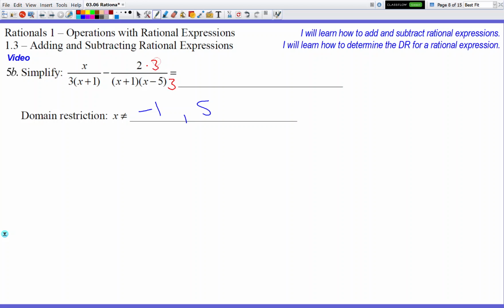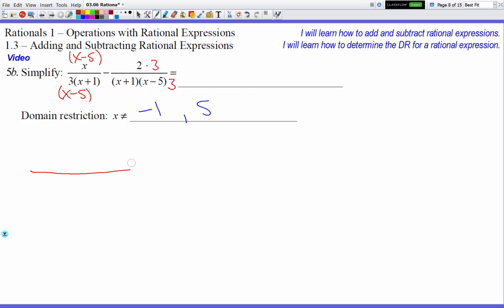Do both sides have x plus 1? Yep, both sides have x plus 1. And do both sides have x minus 5? No, the left side does not have x minus 5, so we better give that left side x minus 5 also. Okay, so we're just going to make one big fraction because they all have the same denominator.